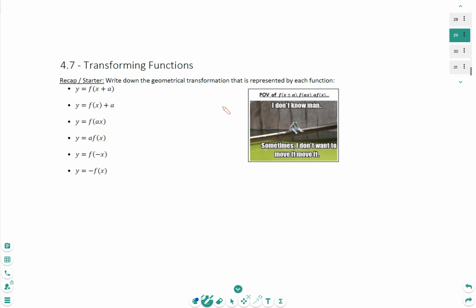So before we start, I'll let you have a go, a bit of recap in the starter. Write down the geometrical transformation that is represented by each function. Okay, so pause the video and have a go. If you struggle with the answer, you can either wait for my answer or you can go back to your previous pages and your notes and have a look. But hopefully you do remember them in your brain.